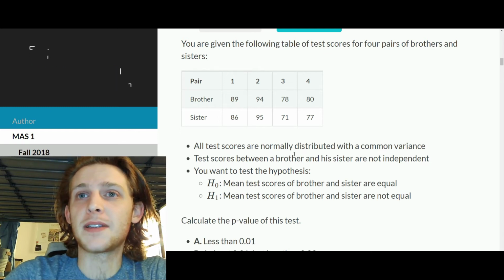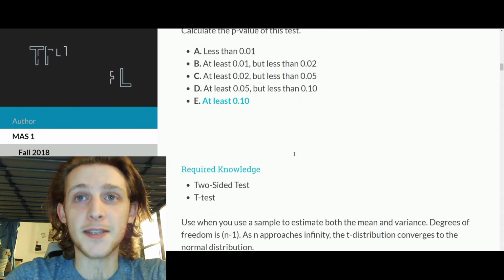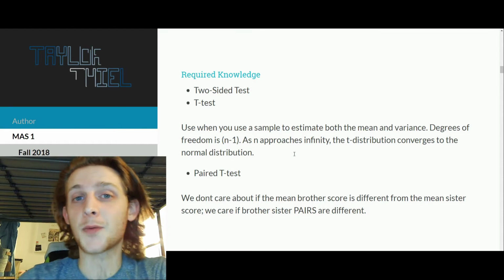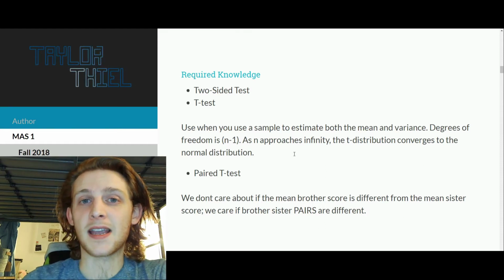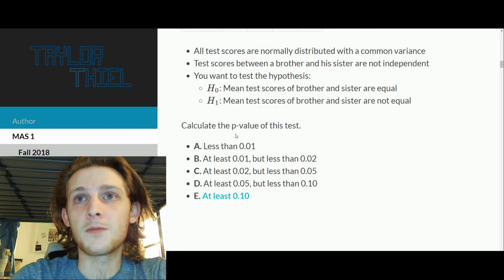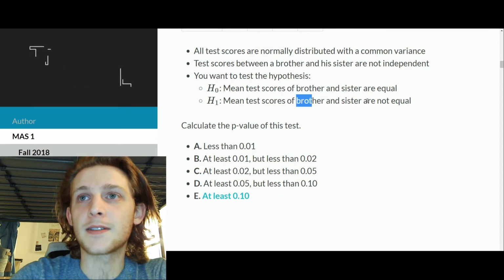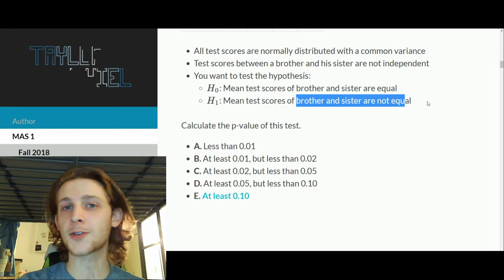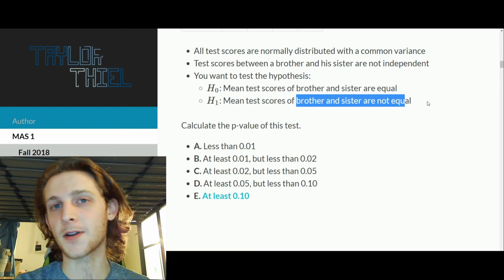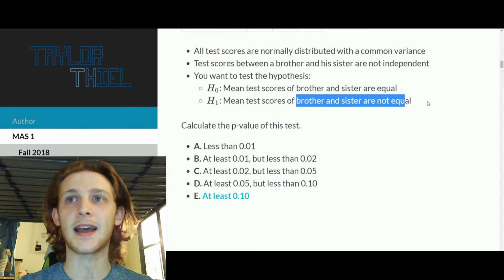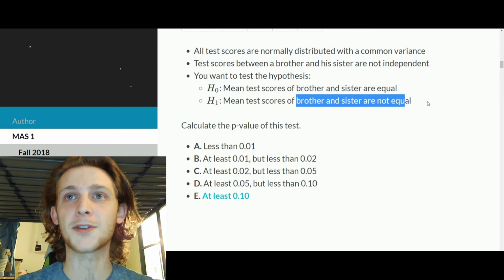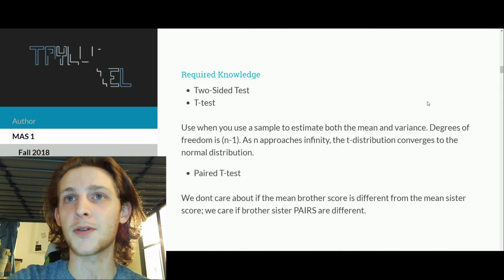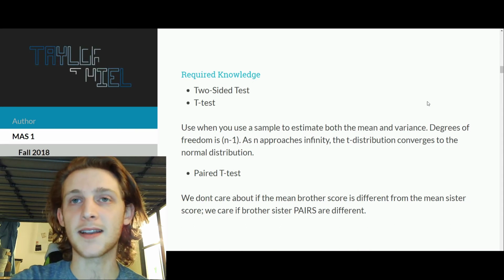But just to jump into the knowledge we need to even start this problem, first off, you need to know a two-sided test versus a one-sided test. So that's just saying in this problem, we specifically see it says brother and sister scores are not equal. It doesn't say that brother scores are larger than sister scores or brother scores are less than sister scores. It's that I don't know which one could be larger or not. My alternative hypothesis is just they're different. And that's how you know it's a two-sided test versus a one-sided test.